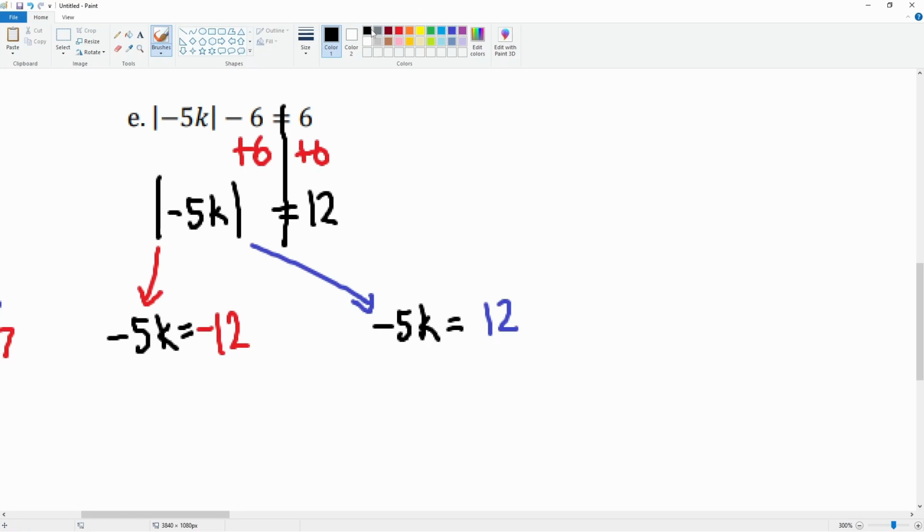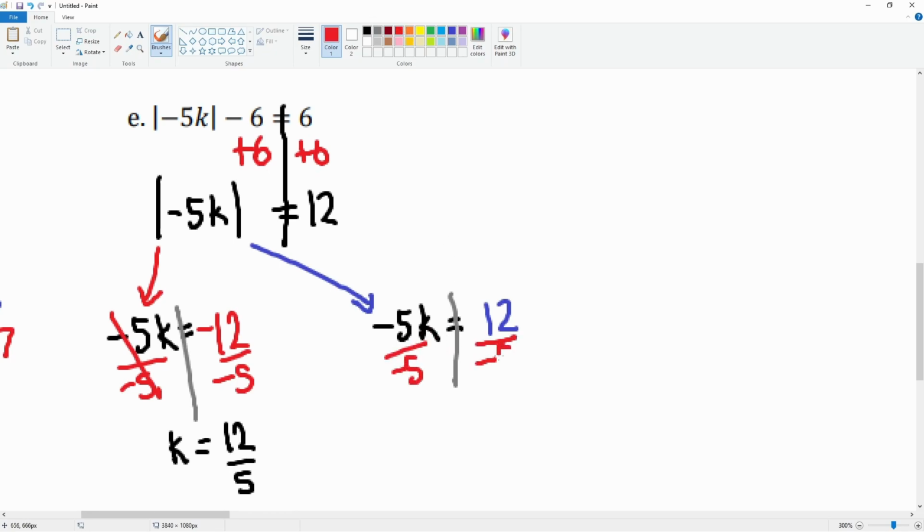All right. So here we're going to divide by negative 5 on both sides. The negative 5 and the negative 5 will cancel, leaving me with k equal to positive 12 over 5. Okay, ugly, you just got to leave it like that. Same thing here. We have to get rid of that negative 5 that is attached via multiplication. So we're going to divide by negative 5 on both sides. This cancels. We get k equal to 12 over 5.